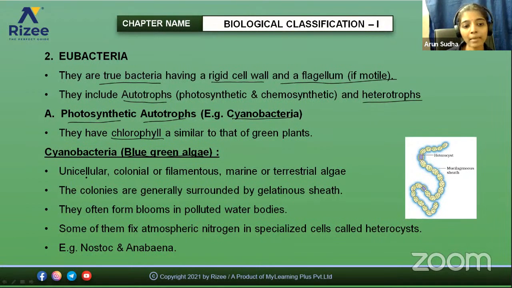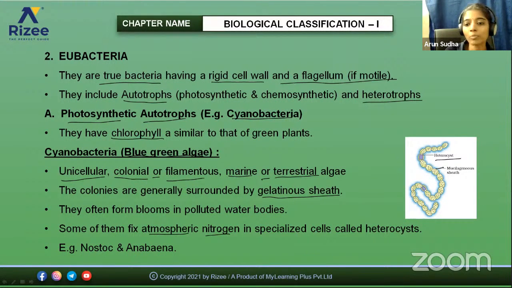And then cyanobacteria are unicellular, single cell, and they exist in colonial or filamentous structures. They are marine or terrestrial. They live in oceans, and also some of the cyanobacteria are terrestrial. These colonies are generally surrounded by a gelatinous sheath. This is the mucilaginous sheath, the outer blue one. And they have special structures called heterocysts. These are the heterocysts present in the cyanobacteria, and the role of these heterocysts is that they help in fixing atmospheric nitrogen.